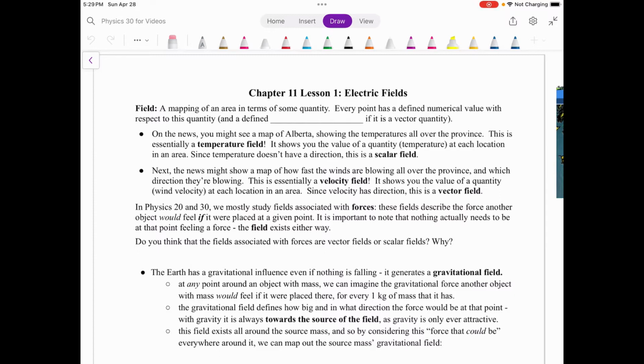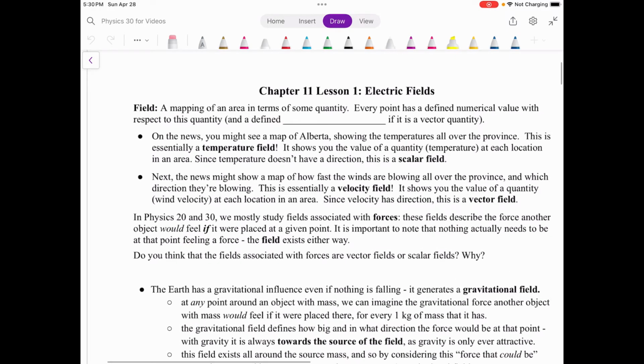Good news is you've seen fields before. You saw them in Physics 20. We're now just going to look at a new type of field. You saw the gravitational field in Physics 20. We're now going to look at the electric field in Physics 30. But it's actually the exact same idea. It's just instead of being associated with a gravitational force, it's associated with the electric force, what we talked about in chapter 10.